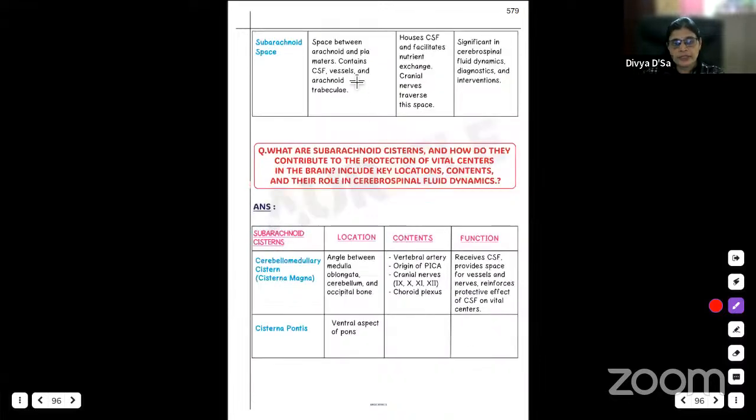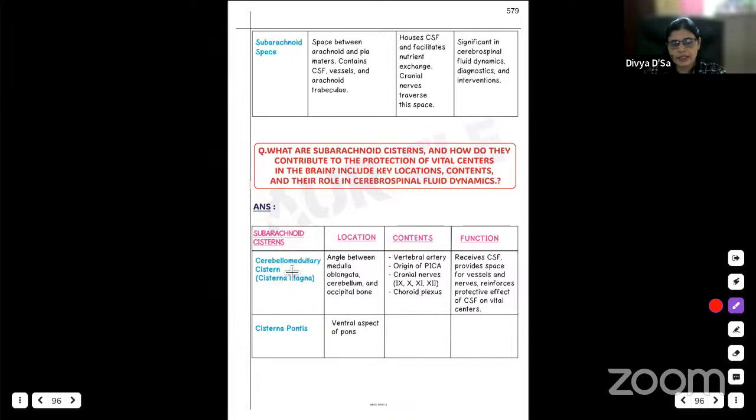And subarachnoid space is a space between the arachnoid and the pia mater. It contains CSF, vessels and the arachnoid trabeculae. So here basically the CSF is present and it facilitates nutrient exchange. Cranial nerves pass through this space. Okay, it is significant. Since the subarachnoid space contains the CSF, it needs to be maintained there. Per minute about 150 ml of cerebrospinal fluid will be circulating to the brain. Next is subarachnoid cisterns. This is important.